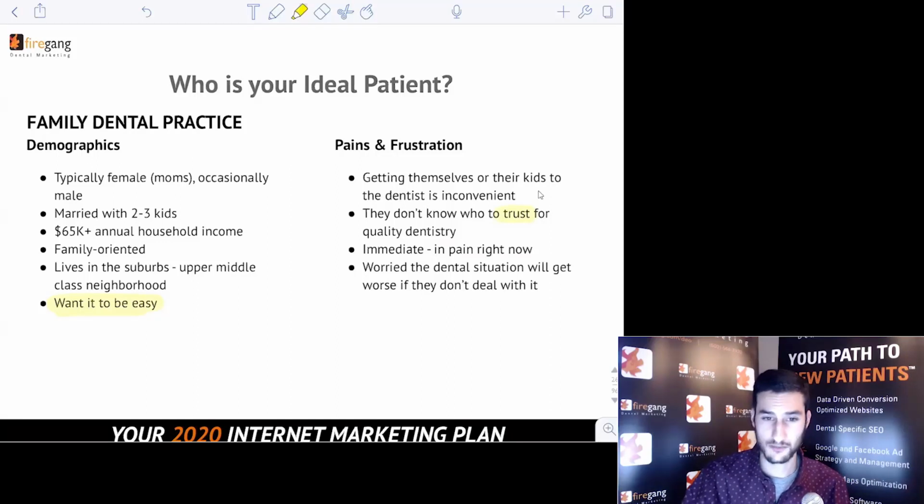Another pain or frustration might be very immediate. Like, they're in pain right now. They need a dentist. They need somebody who can deal with it as an emergency. They might also be worried that the dental situation will get worse if they don't deal with it.